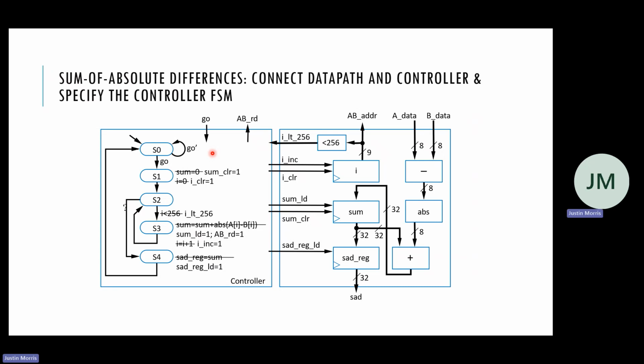So the comparator outputs, let's say it outputs a 1, does that 1 get inputted into the controller? Mm-hmm. Okay. Because our controller needs to know when I is less than 256. So our data path is going to calculate that for us. So we have I as input, and this is a comparator where the second input is always 256. And if I is less than 256, this would be 1. If I is not less than 256, this would be 0.